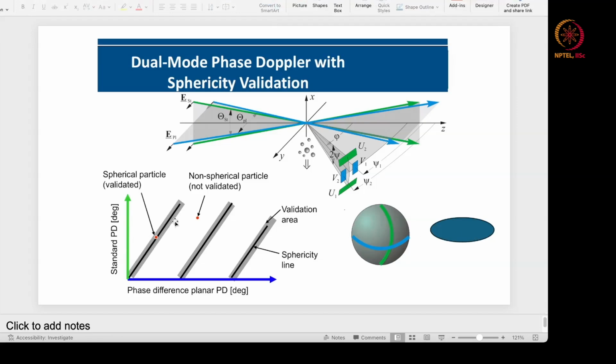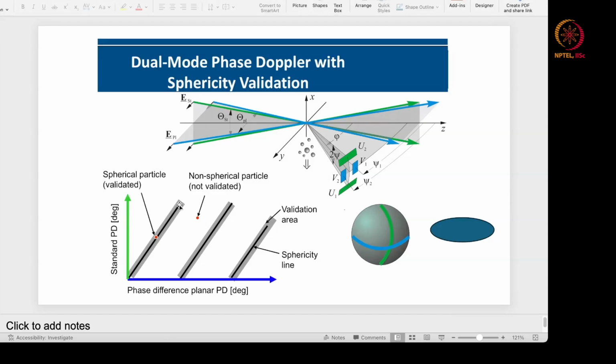Then it will not lie on this particular line, because they won't give you the same phase difference. As a result, it will lie somewhere else. The moment it lies somewhere else, you have to reject that particular measurement, because those are non-spherical. So in a typical experiment, there can be spherical particles and non-spherical particles as well, and you have to somehow reject the non-spherical ones.